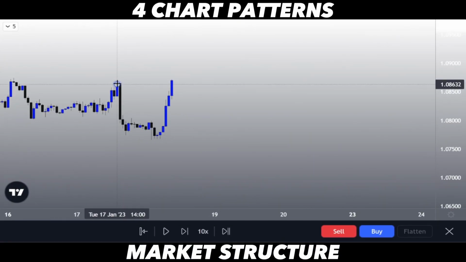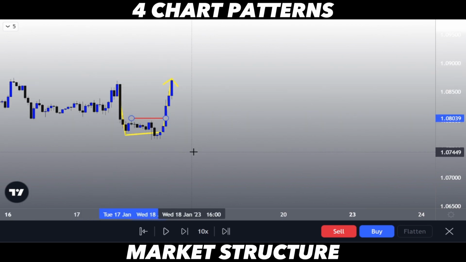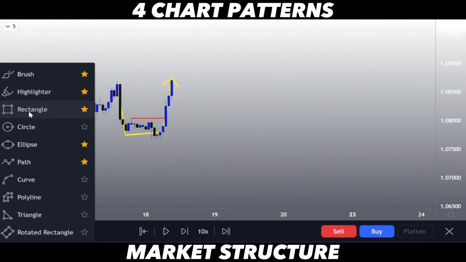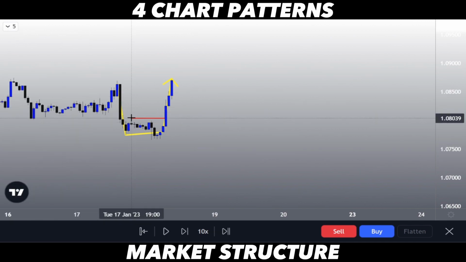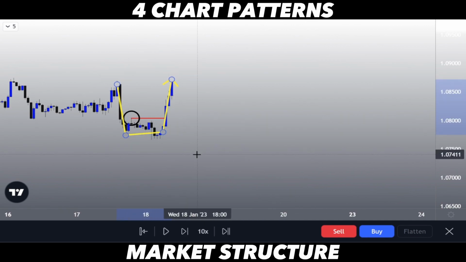So here we have drop, base, rally. This move, which is the rally, broke the structure around this level. So that's our structure break. It overtook this swing to the left, confirming that it is an impulsive move. This is once again drop, base, rally.